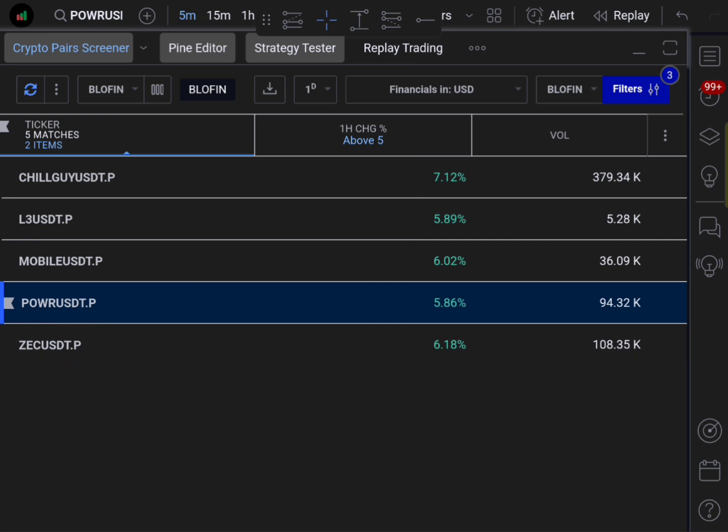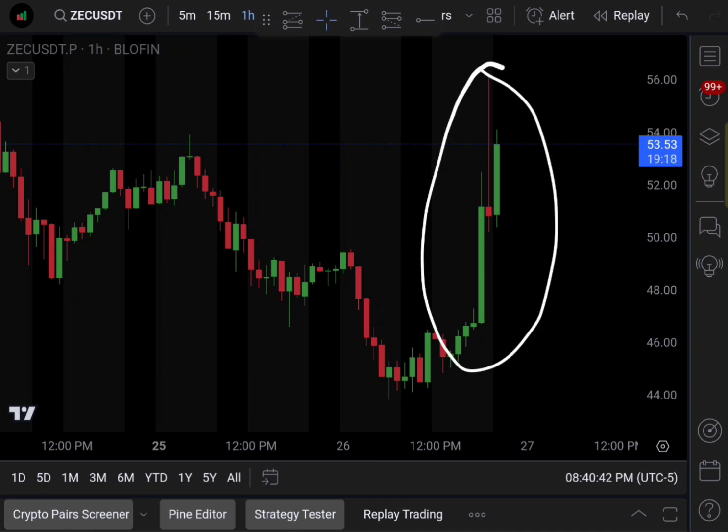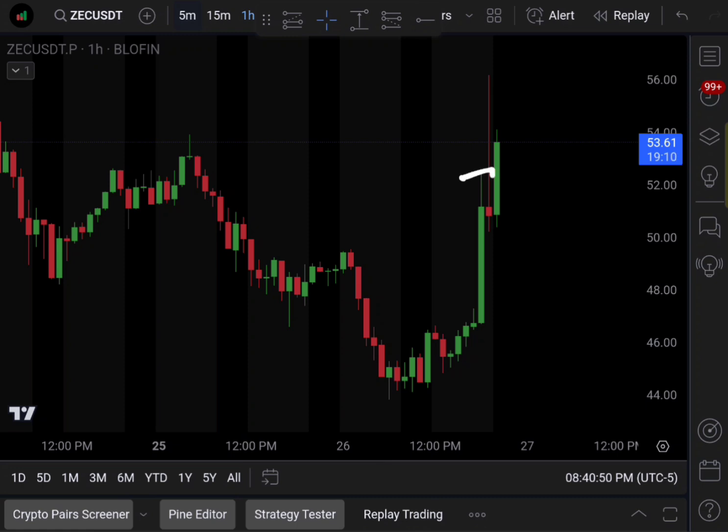It's up 6% right now. So clicked on that and wow, 1 hour looks pretty good. Look at this. We are definitely late. I can tell you that much. With these settings that I'm showing you, you'd have caught this first bar right here. You would have caught it.